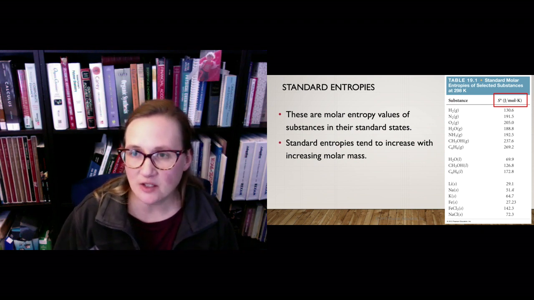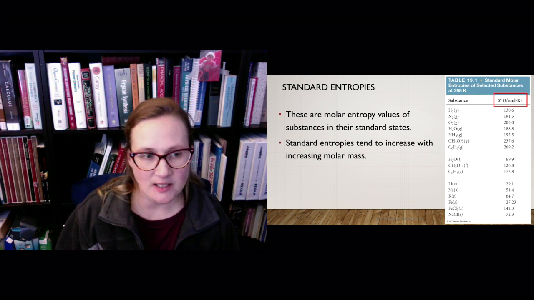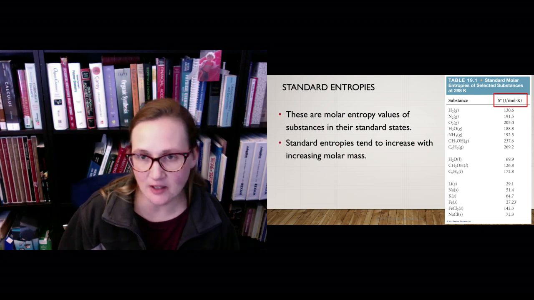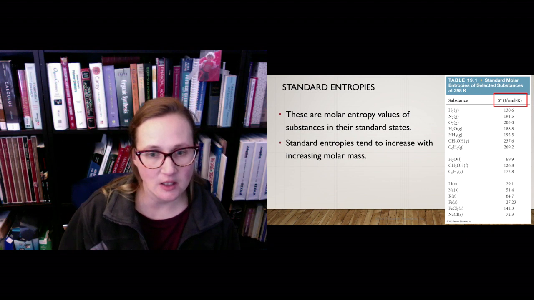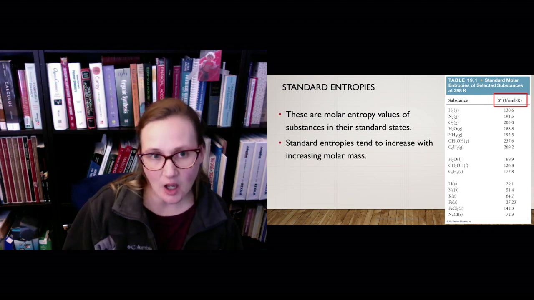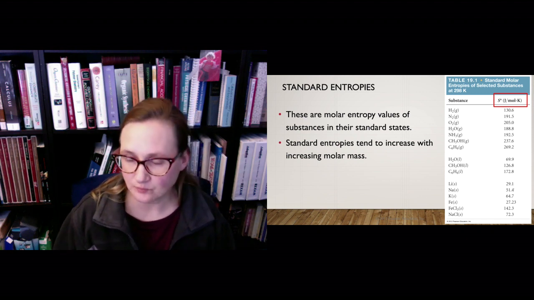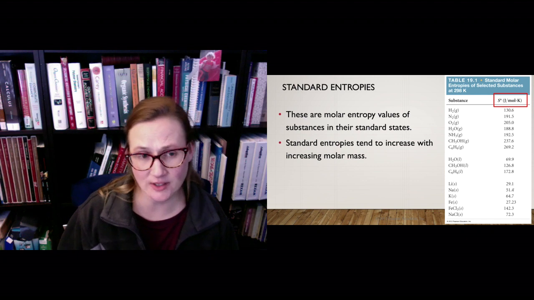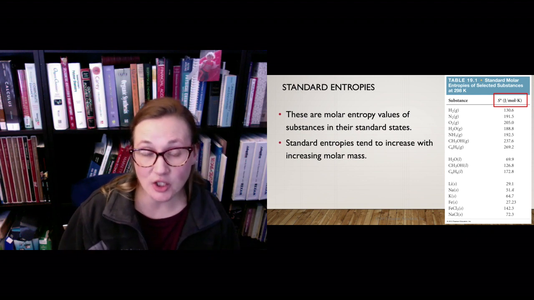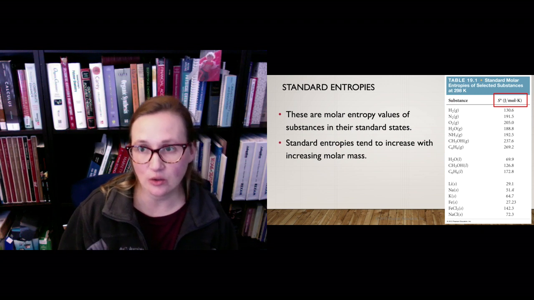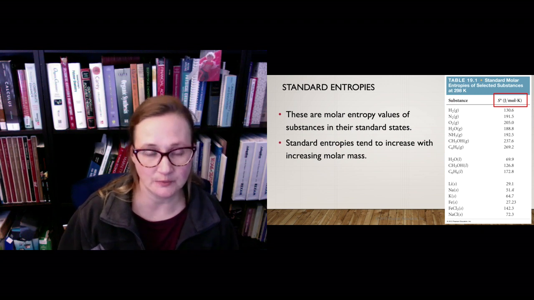And so some things to notice is that the standard entropies will increase with molar mass because we're increasing the complexity of these molecules. And another thing to note is our standard entropies are measured in joules. So pay close attention to those units.